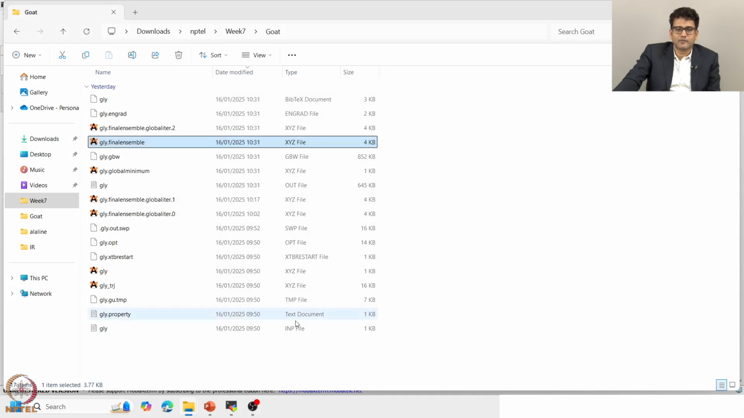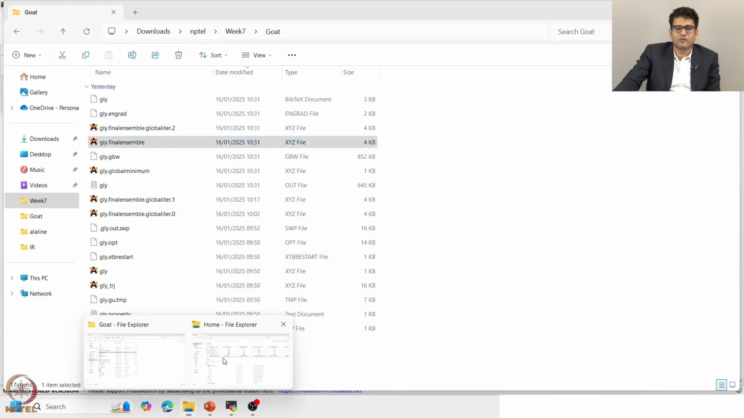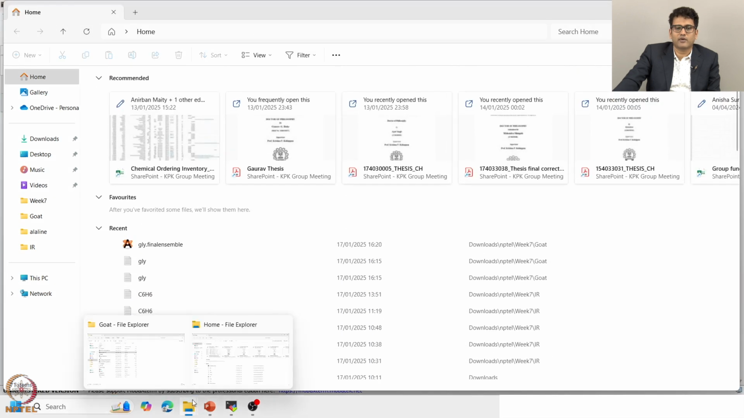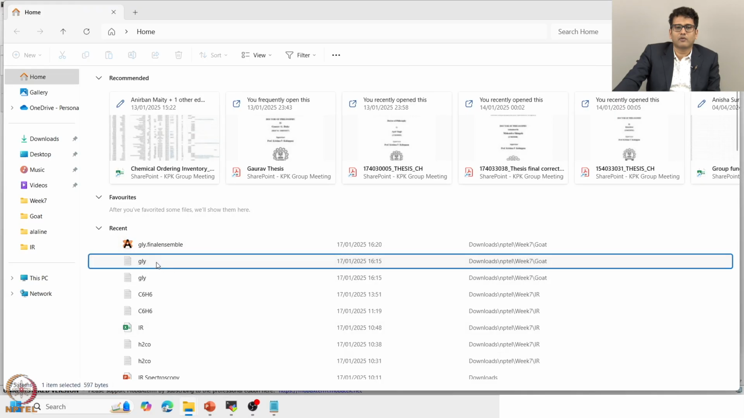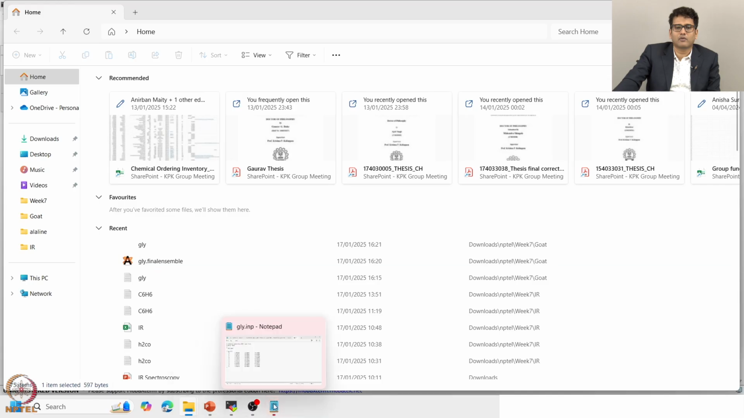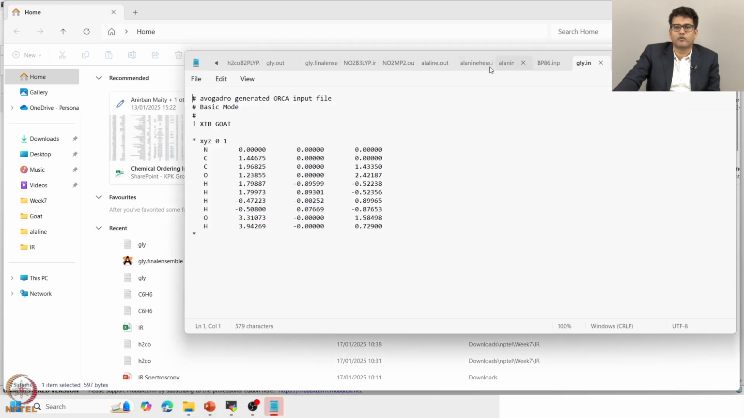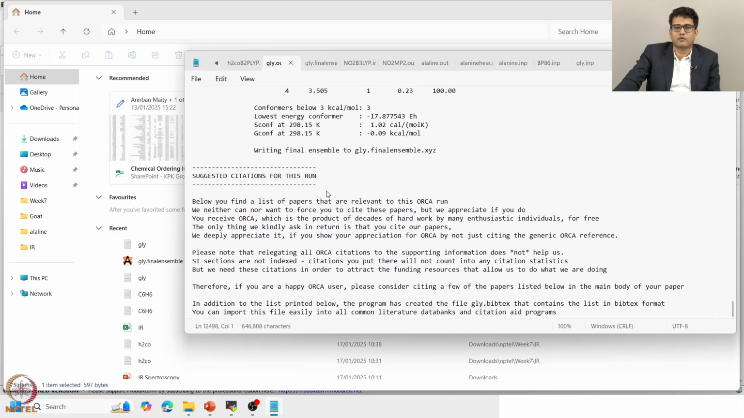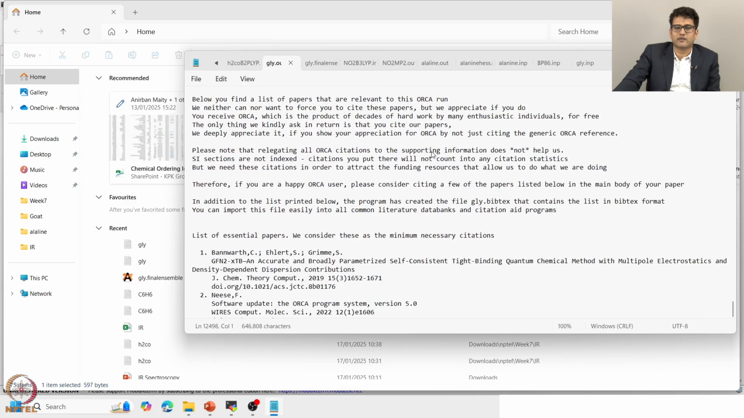And again, I should open the output file, I believe. Oh, this is the input file. This is the output file. And the final ensemble structure is written at glycine final ensemble dot xyz.